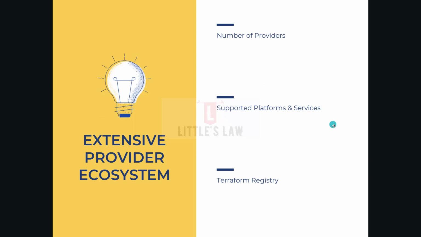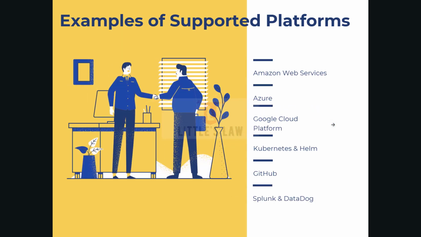In the next slide, we have examples of supported platforms. As I mentioned in my previous slide, first is Amazon Web Services. Terraform can manage Amazon Web Services resources such as EC2 instances, S3 buckets and more. With Azure, the providers allow Terraform to handle resources in the Microsoft Azure cloud environment. With Google Cloud Platform, which is GCP, GCP providers enable Terraform to interact with and manage resources in Google Cloud.